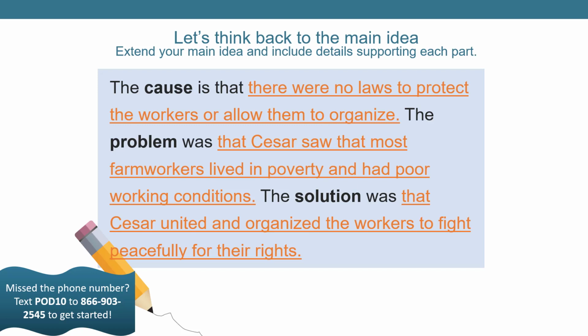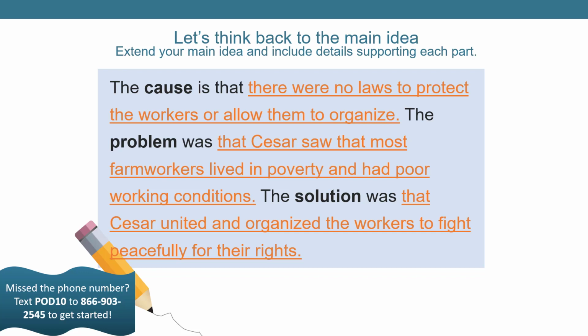Remember, our main idea is the cause is that there were no laws to protect the workers or to allow them to organize. The problem was that Cesar saw that most farm workers lived in poverty and had poor working conditions. The solution was that Cesar united and organized the workers to fight peacefully for their rights. Think about some details that might go with each part of the main idea.